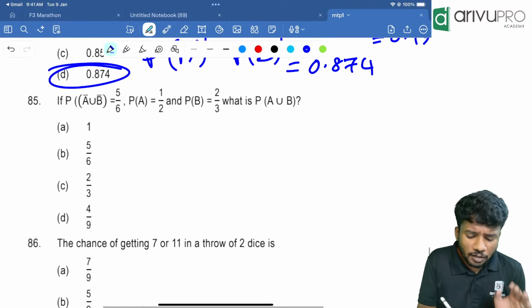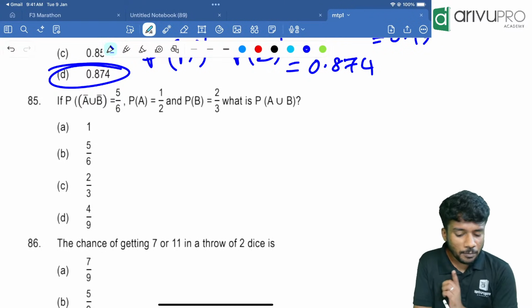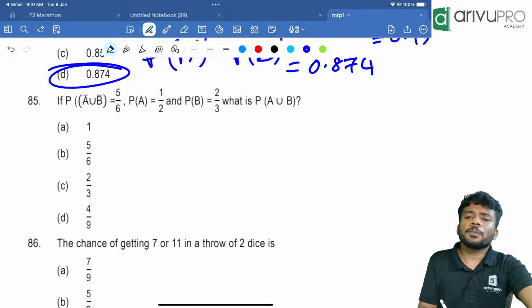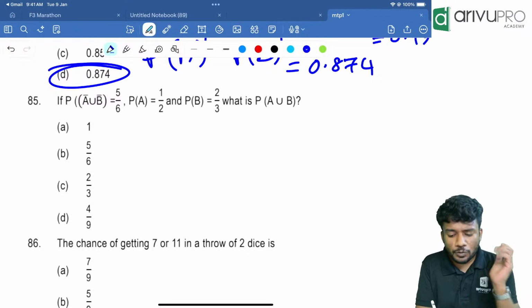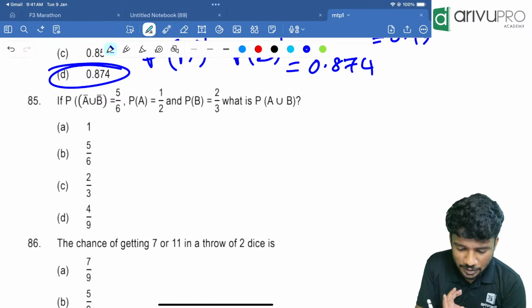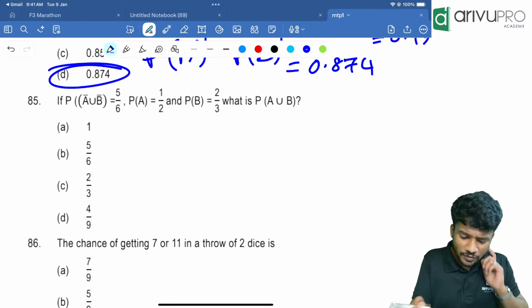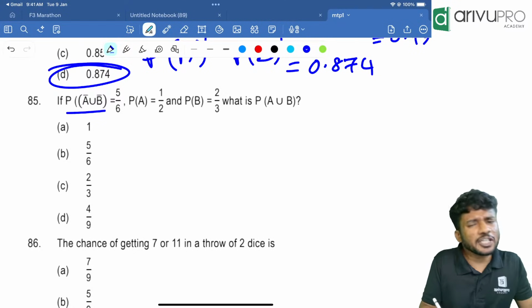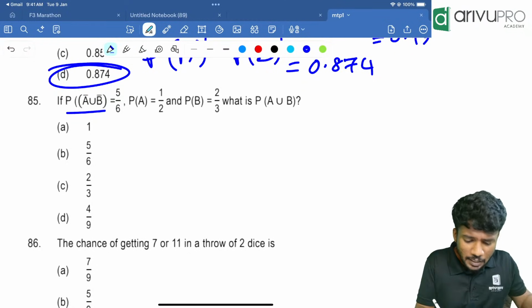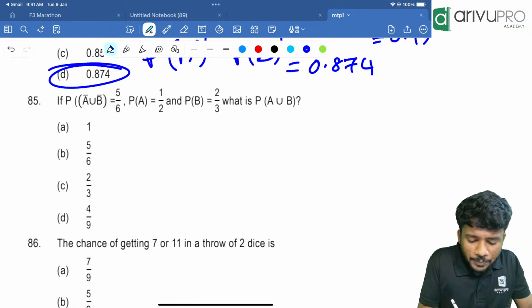If P of A complement union B complement is equal to 5 by 6, P of A is equal to 1 by 2, P of B is equal to 2 by 3, then what is P of A union B is the question. Very good question. Here we need to use De Morgan's law. What is happening here? P of A complement union B complement is what?